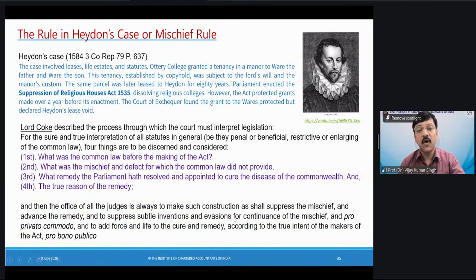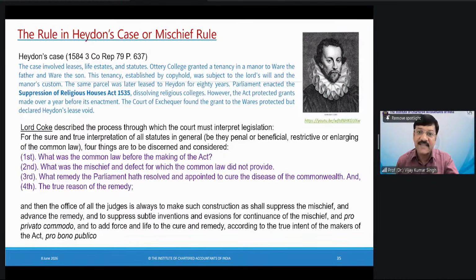Here Lord Coke described the process through which the court must interpret the legislation, and said that you have to ask four questions. First, what was the common law before the making of the act? What was the mischief and defect for which the common law did not provide? And what remedy Parliament gave to resolve that particular situation? And the true reason for the remedy. The court said that you have to look at those reasons in interpreting the law and see whether that problem is getting solved or not.